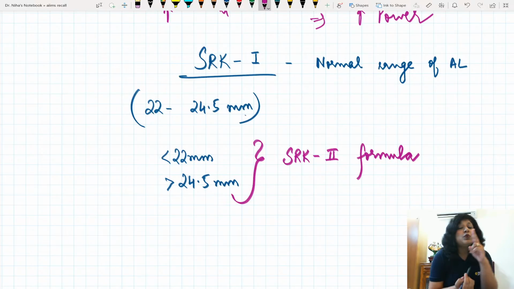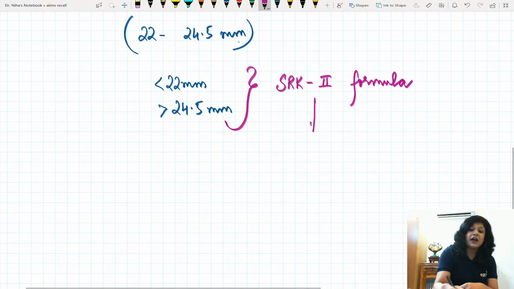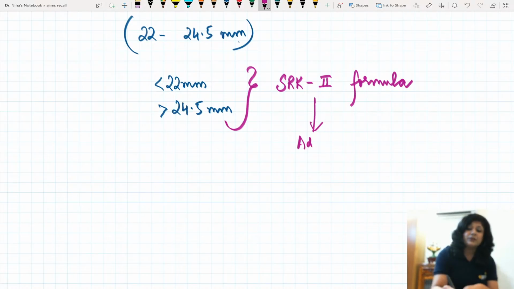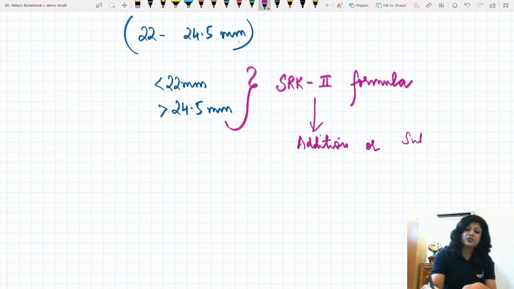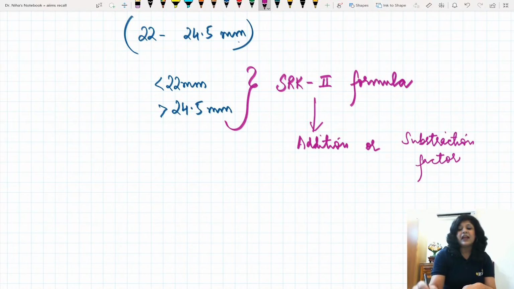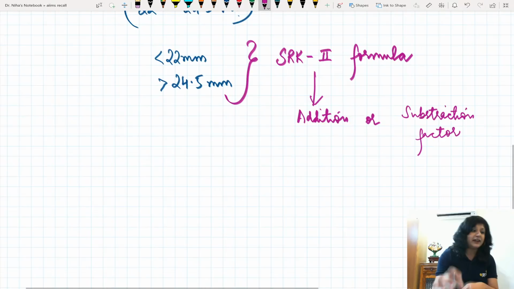Now what is this SRK2 formula? SRK2 formula will say that we have an addition or subtraction factor. That means if I have more or if I have less of the axial length, then I have to give one addition factor or a subtraction factor. Now let us see what is this.